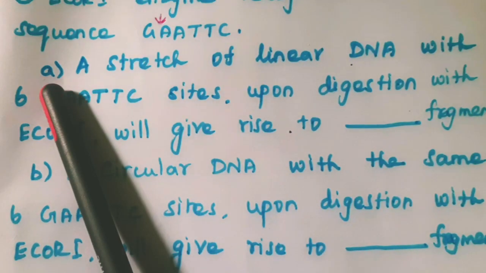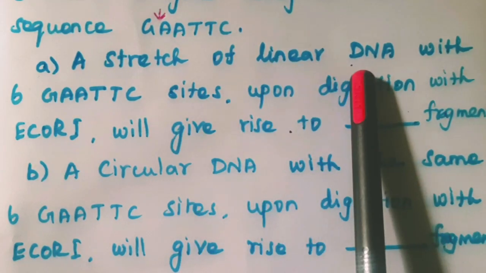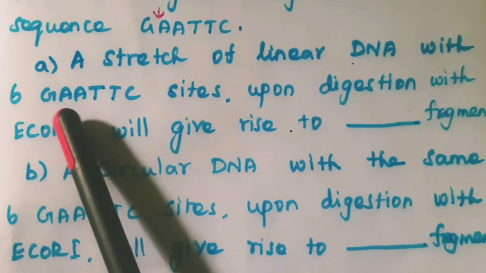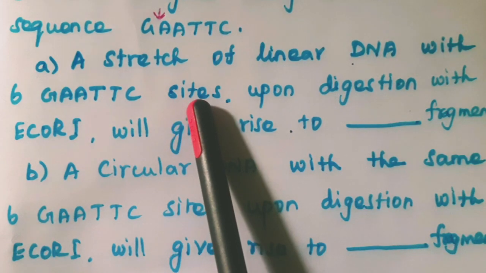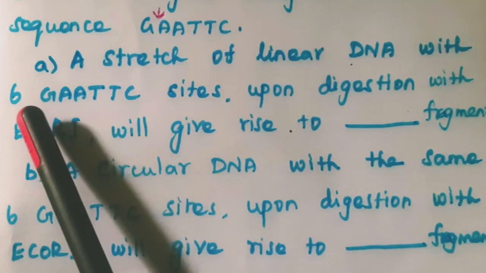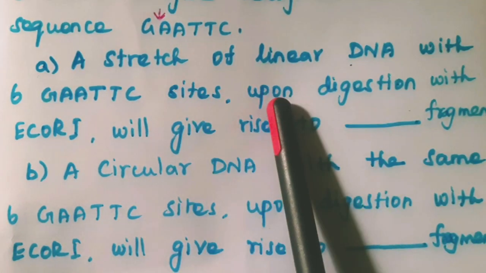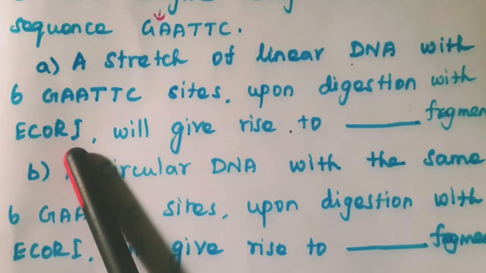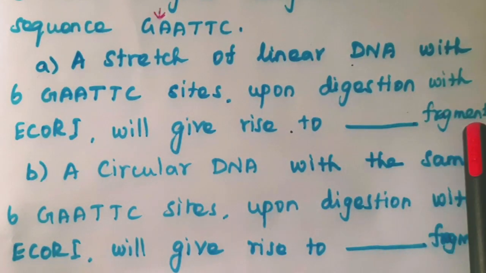So the first question: a stretch of linear DNA with 6 GAATTC sites. So this linear DNA has 6 restriction sites. Upon digestion with EcoRI will give rise to dash fragments.